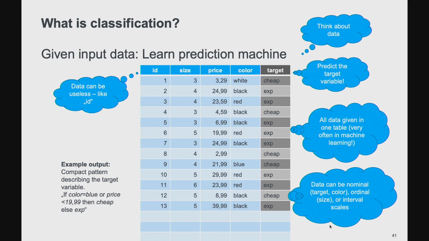Data can be useless. In this table, here you have an ID. This is like a product ID. Do you have an idea why this product ID is useless? It doesn't really describe the data. Is this clear to everyone? Why does it not describe the data? It's arbitrary, exactly. Of course, you use it to access a particular entry, but other than that, it doesn't matter, right? There are no groups.